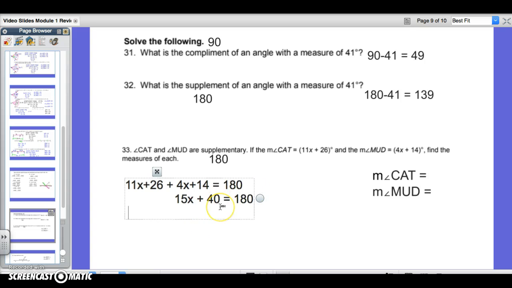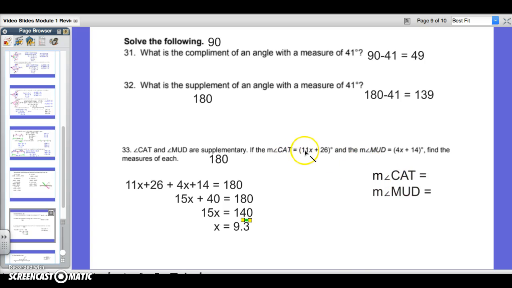Then I'm going to subtract the 40 from both sides, and I'm going to get 15x is equal to 140. Then when I divide this, you're going to get x is equal to 9.3 repeating. When you type this into your calculator, I want you guys to add a bunch of 3's to make it as accurate as possible. So when you plug in 9.3 repeating into your calculator for each of these, you're going to get a decimal form, and that's okay. It'll work out.